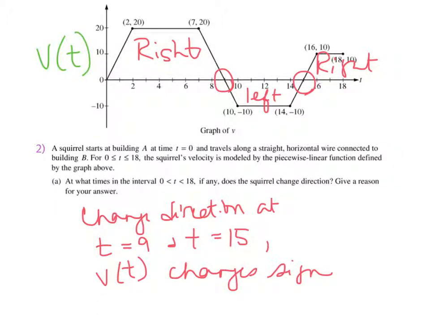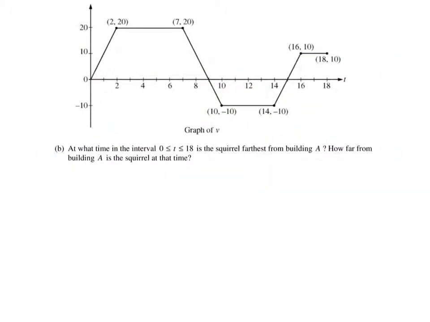All right, let's go ahead and move on to part B. At what time in the interval 0 to 18 is the squirrel farthest from building A? How far from building A is the squirrel at that time? Farthest from building A, that sounds like an absolute maximum. What am I finding the absolute maximum of? Well, it looks like I'm finding the absolute maximum of the squirrel's position. Remember, the function they're giving us here is velocity, which is the derivative of the position function.